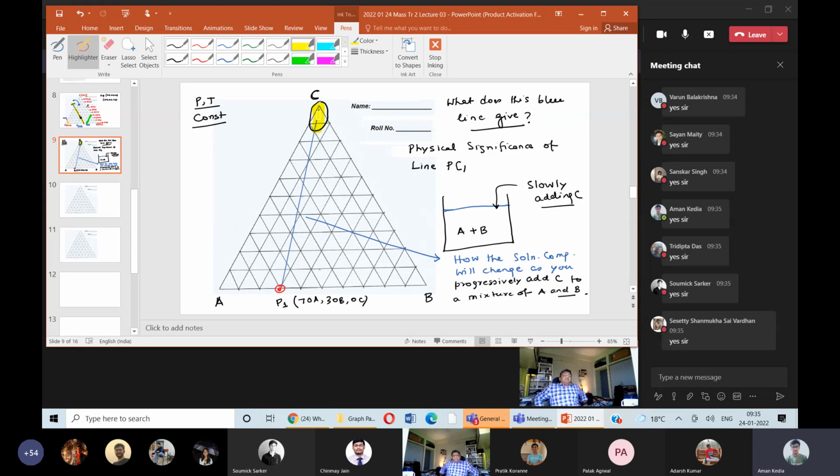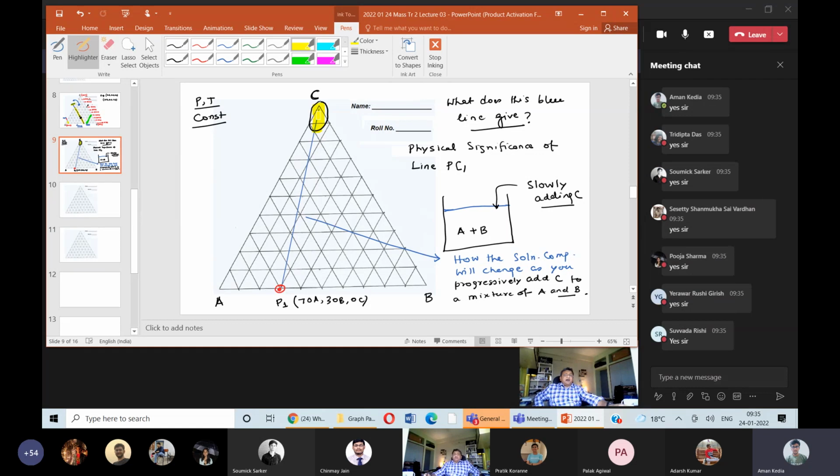Now Shayan has asked a question which I was about to ask. Now this graph, the way the line is drawn, apparently the line goes all the way up to pure C. Because what is the composition of this point? This point is C equal to 100. And you have joined it all the way up to 100.